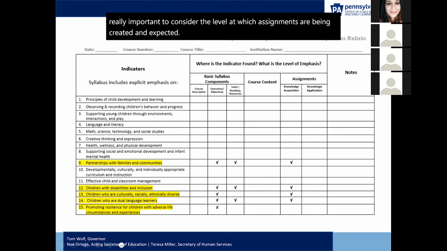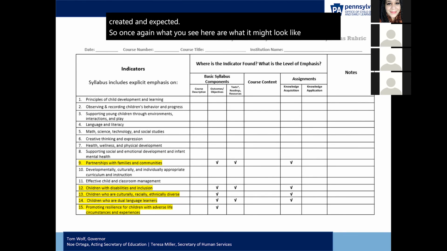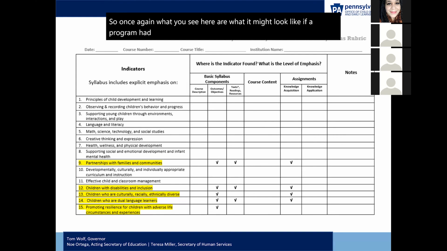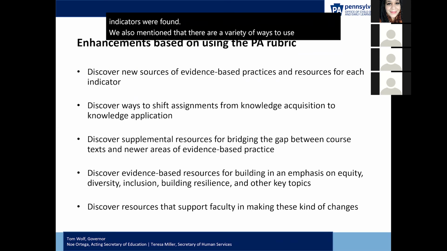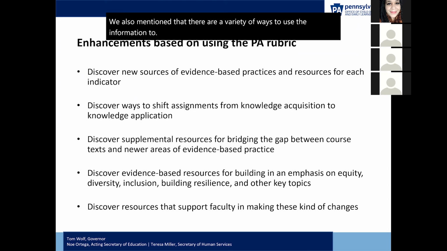So once again, what you see here is what it might look like if a program had prioritized the consistent presence in all syllabi of these 5 indicators, and what the pattern might look like about where those indicators were found. We also mentioned that there are a variety of ways to use the information to enhance syllabi. And the message is not that this is a test where you get a good or a bad grade. Instead, it's a very thoughtful way to reflect on a set of ideas and evidence, and to look for ways to make that set more explicit and more intentional.